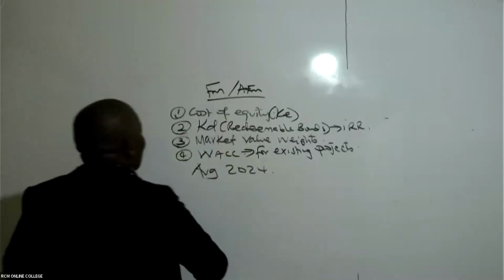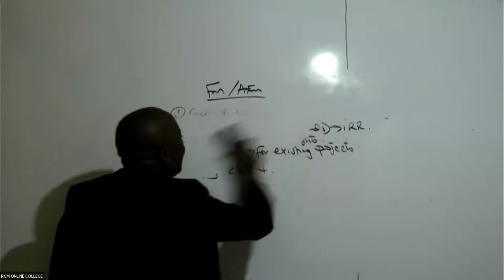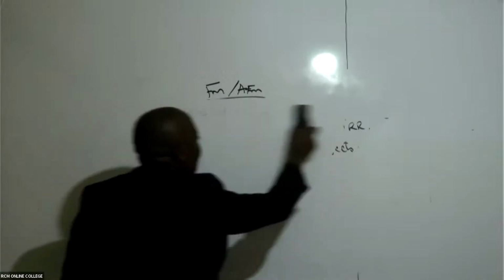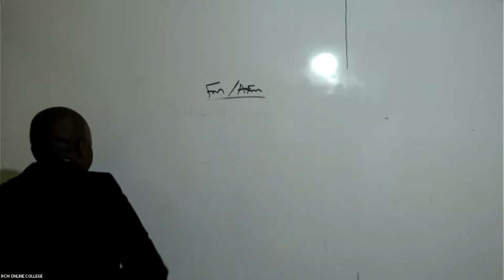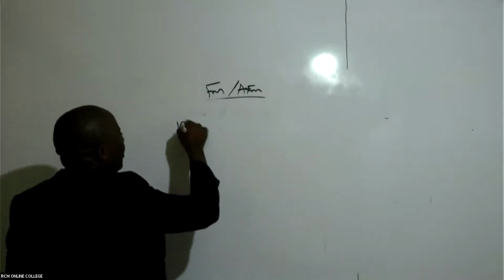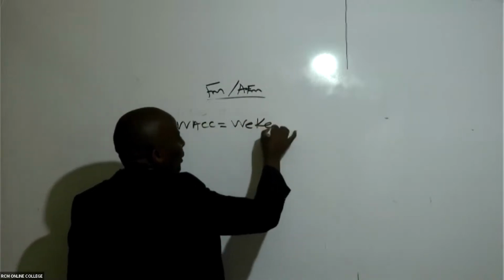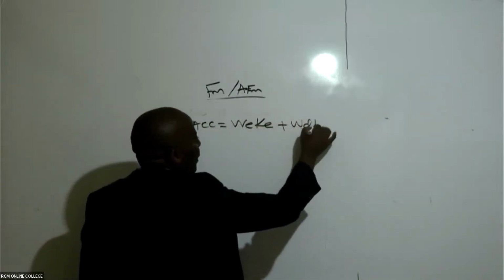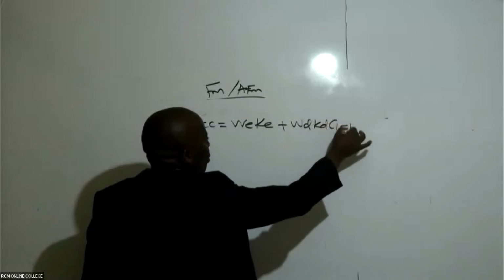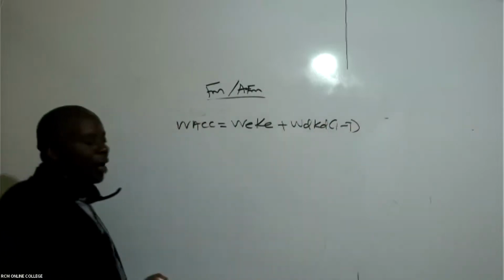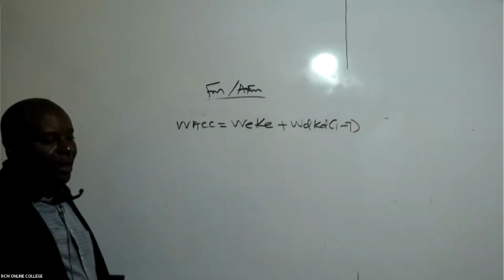Ladies and gentlemen, to get WACC, we normally take weight of equity times cost of equity, plus weight of debt times cost of debt, and this cost of debt must be after what year? After taxation. Cost of debt must be after taxation.